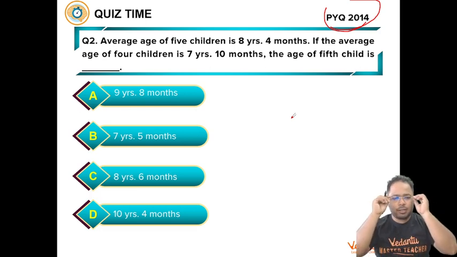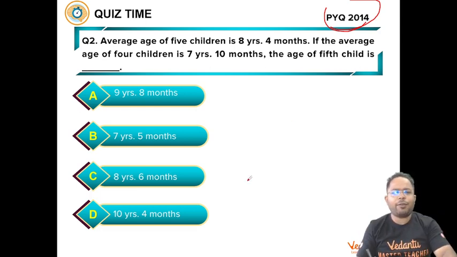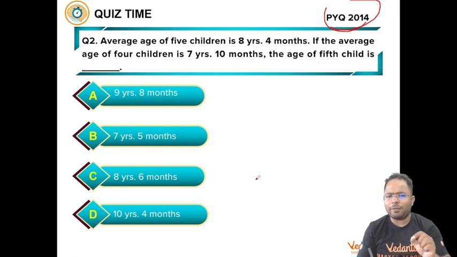Come on, solve it students. Average age of 5 children is 8 years 4 months. If the average age of 4 children is 7 years 10 months, what is the age of the 5th child? Click on the pause button, solve it, and write in the chat box.